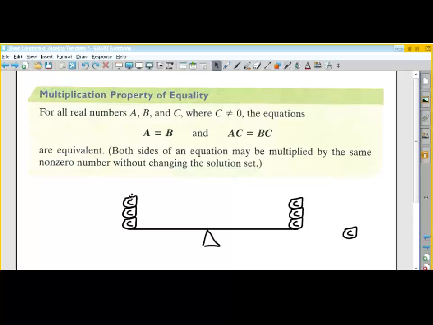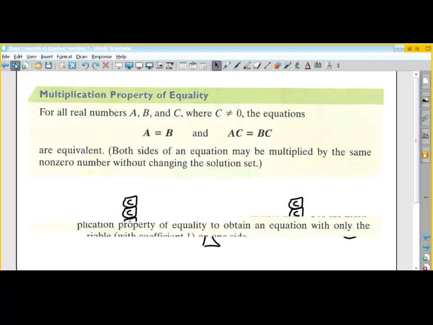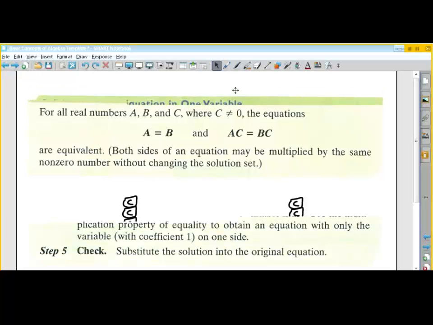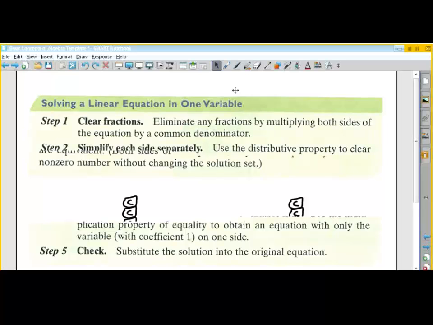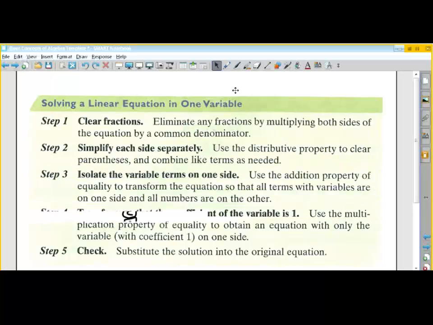So that's the multiplication property of equality. So we use those 2 properties and this following procedure, which again is in your book, and you can write this down later at some point. I don't want you to feverishly try to write all these steps, but the 5 steps, and sometimes we don't need to do every step, but we have to at least look at them and do them in this order.